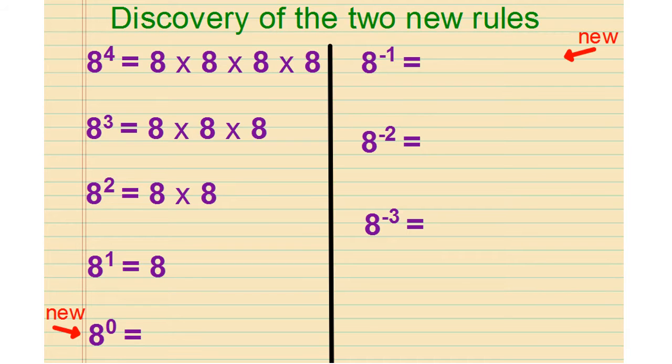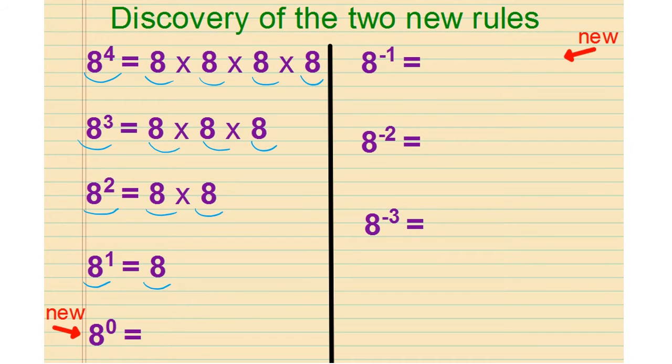If we have 8 to the first power, that means 8 itself. 8 to the second power is 8 multiplied by itself twice. 8 to the third power, 3 eights. 8 to the fourth power, 4 eights multiplied together.